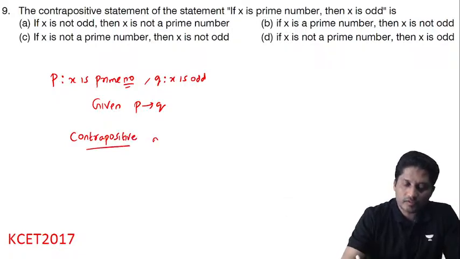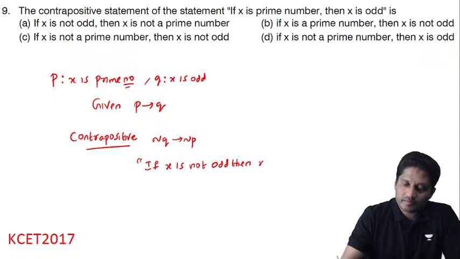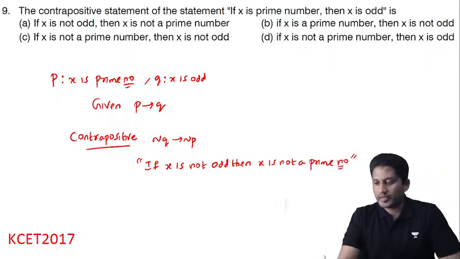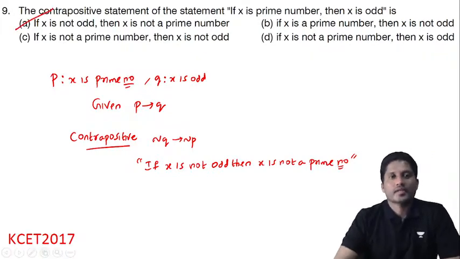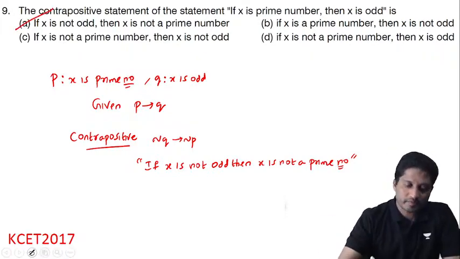Now contrapositive is negation q implies negation p. That is, if x is not odd, then x is not a prime number. Answer is option A. This I taught you in the previous papers as well, guys.